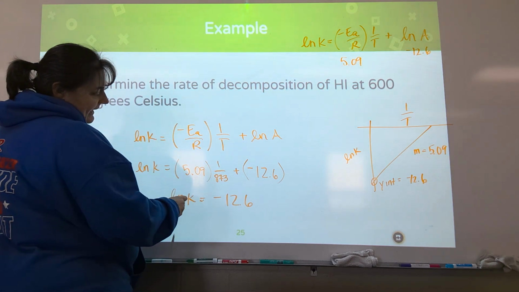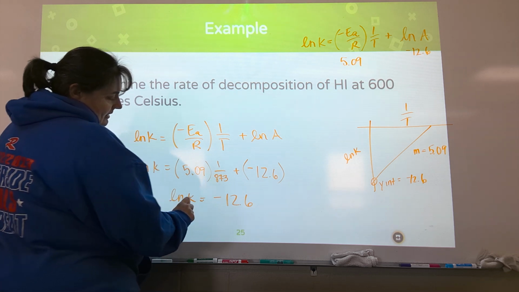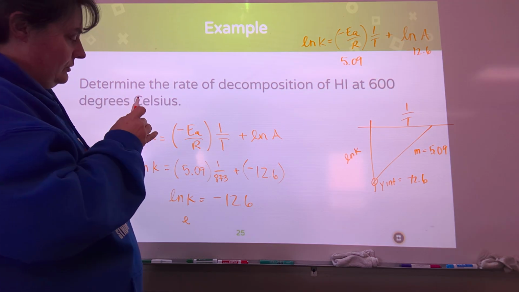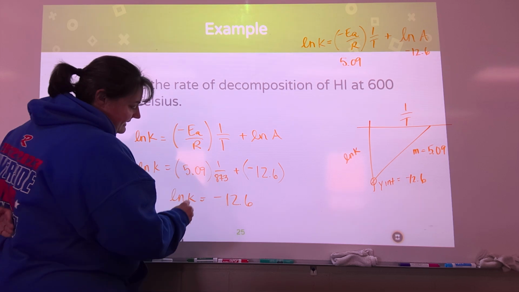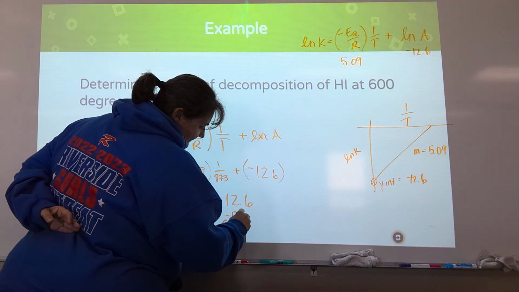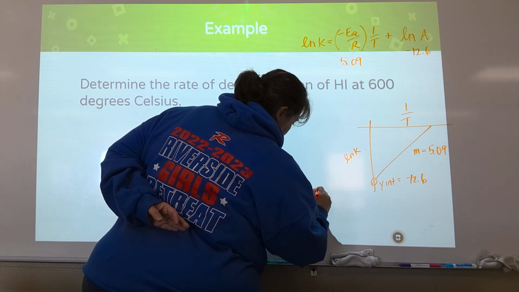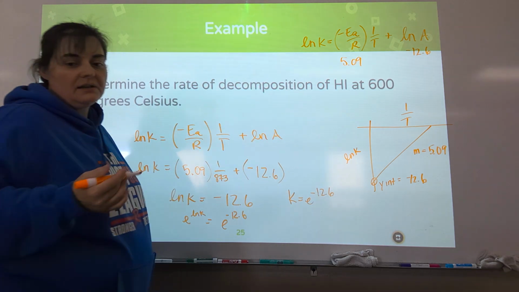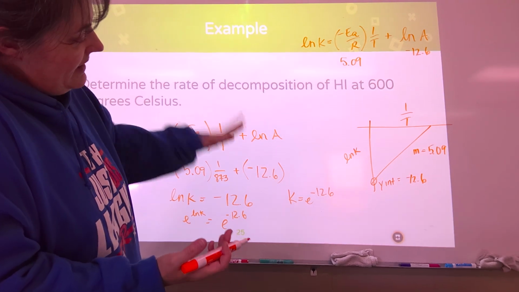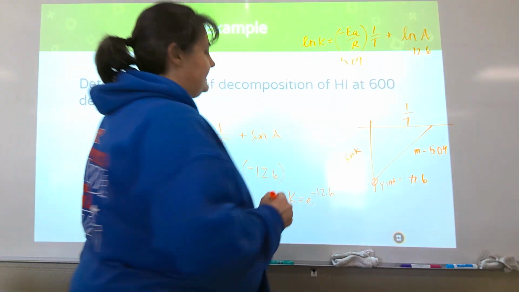In order to find K, I have to undo the natural log. The inverse of a natural log is to raise E to that power. So I'm going to take E to the natural log of K equals E to the negative 12.6. That simplifies down to K equals E to the negative 12.6, which E is a number. So a number raised to another number is going to give us just a number. If I type E raised to the negative 12.6 into the calculator, I got 3.37 times 10 to the negative 6.